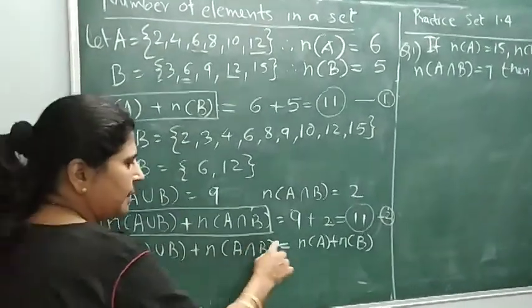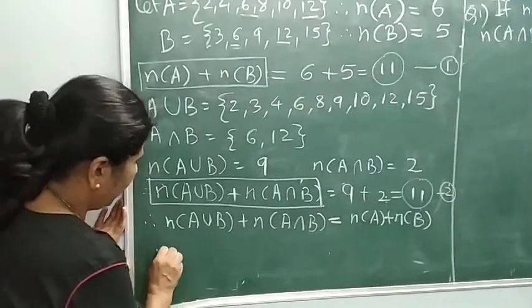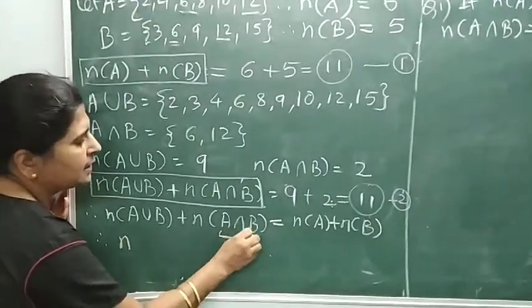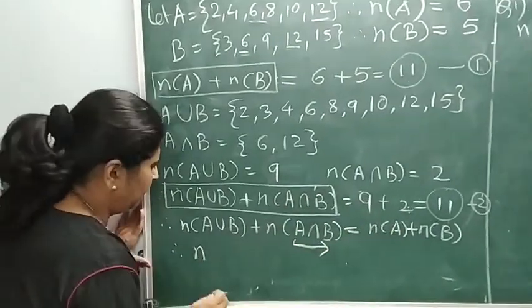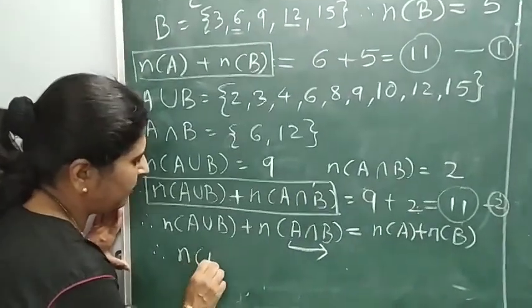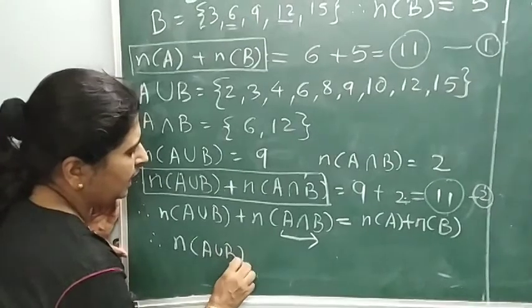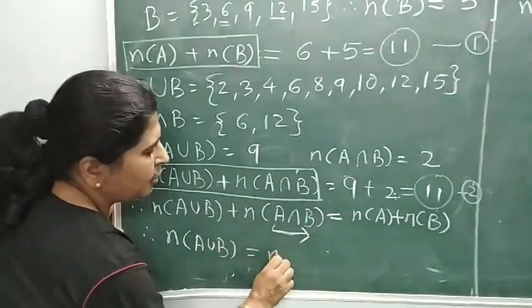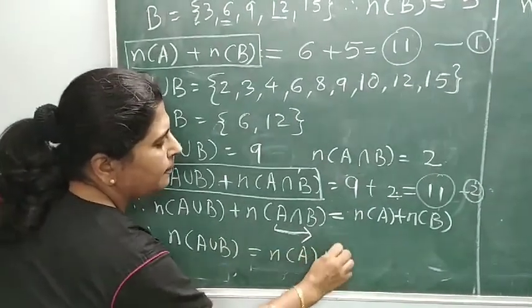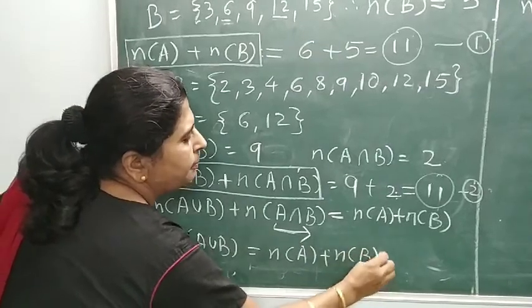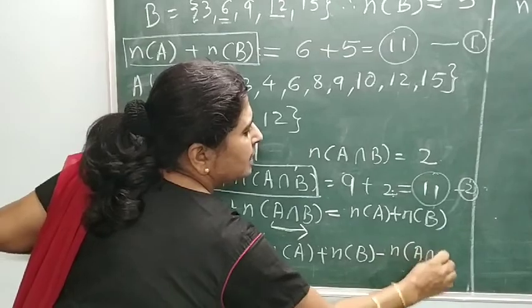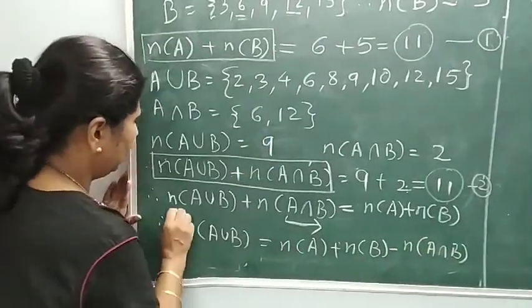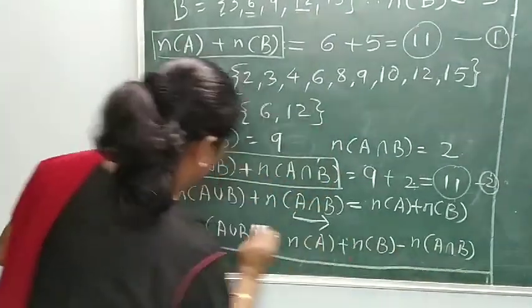Now we can remember this property as it is, or it can be remembered by taking this A intersection B to the right side, where this plus will become minus. So the number of elements in A union B is equal to the number of elements in set A plus the number of elements in set B minus the number of elements in A intersection B. So in this way also we can remember this property.